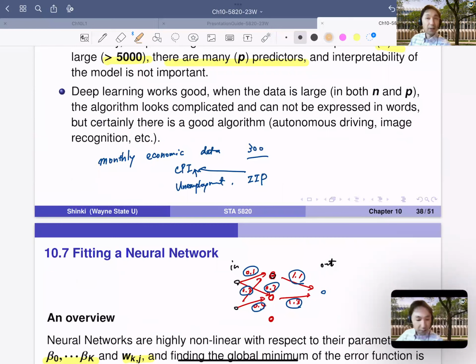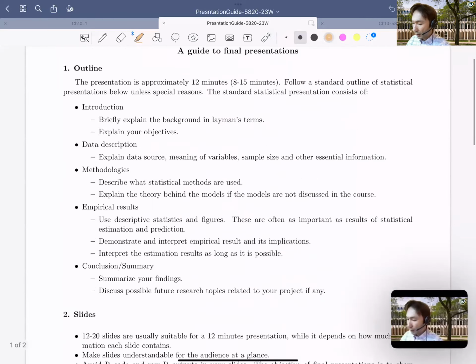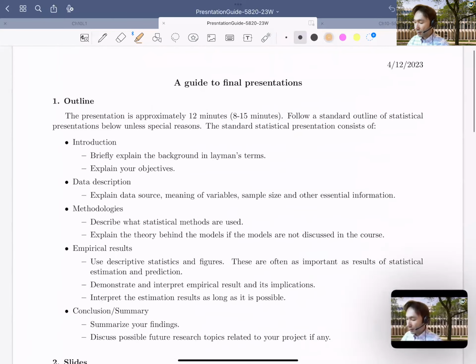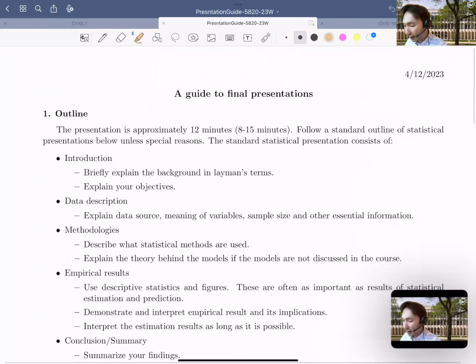Okay, so I think we only have 5 students, and probably all of you made a presentation in my past class. So I just briefly discuss a guide to final presentations. This time the presentation is 12 minutes, but we only have 4 presentations per day, so the time is more flexible this time. I would say 8 to 15 minutes.